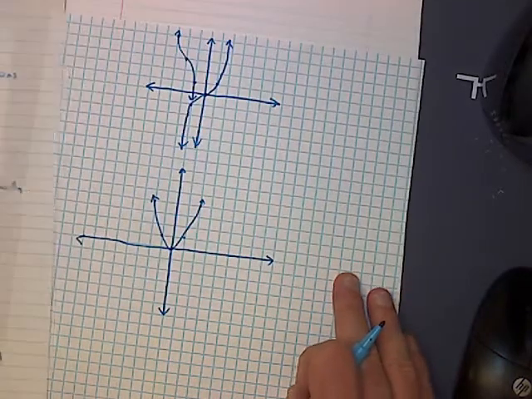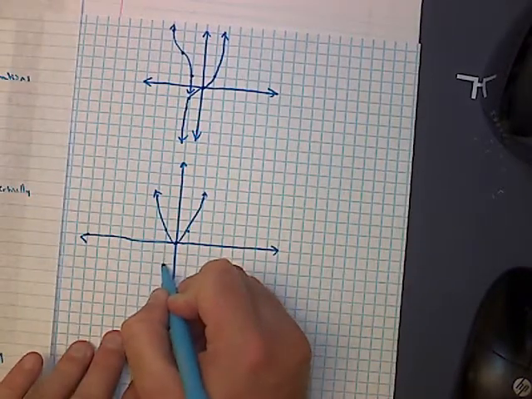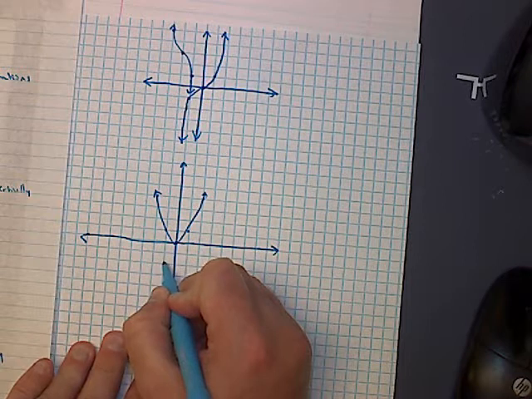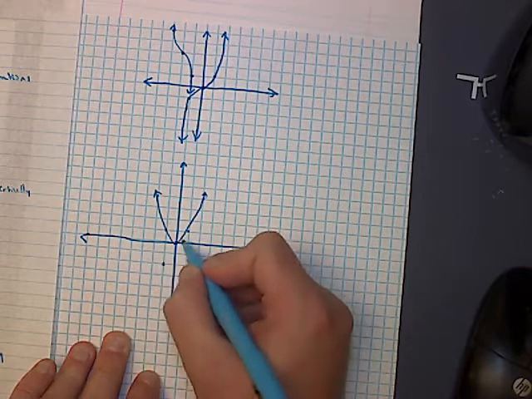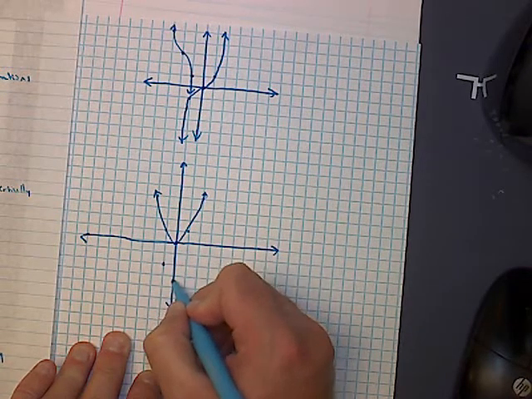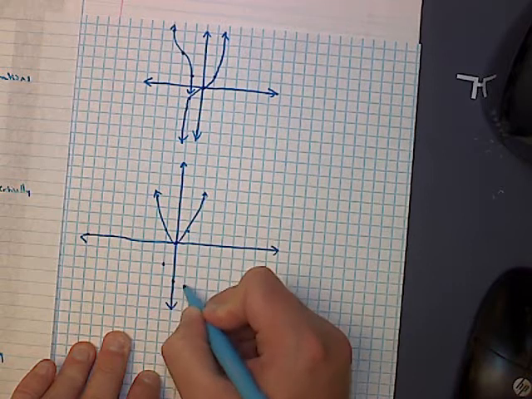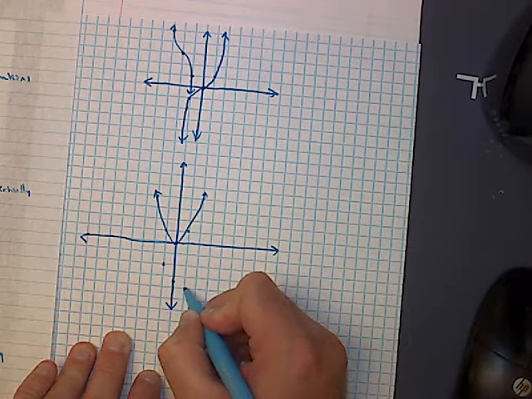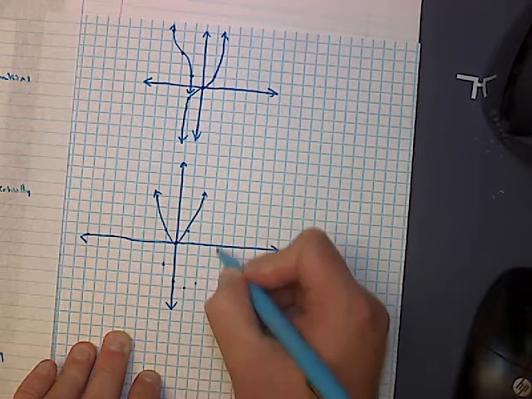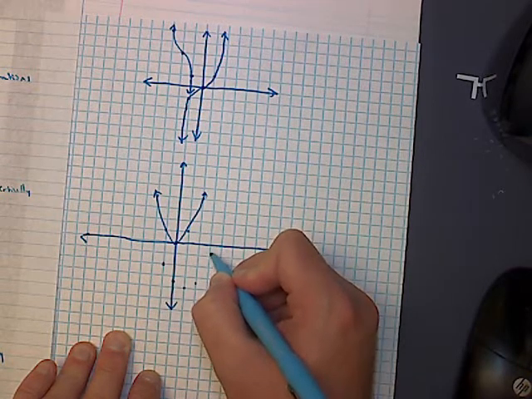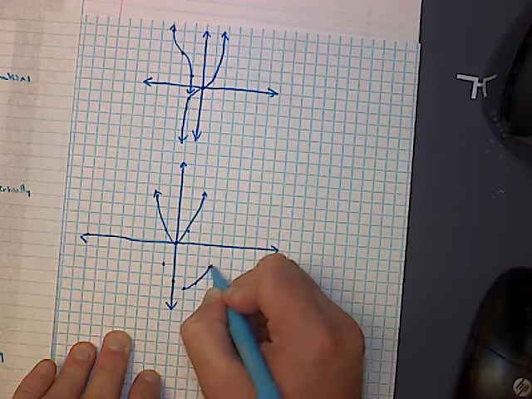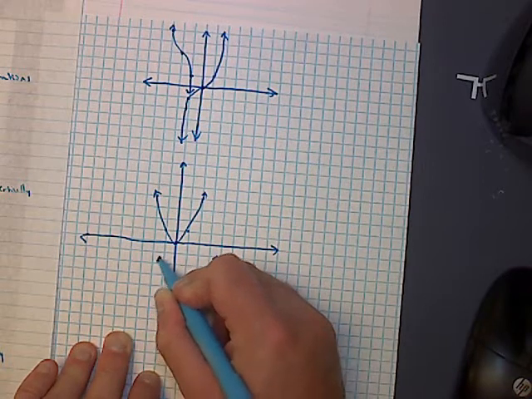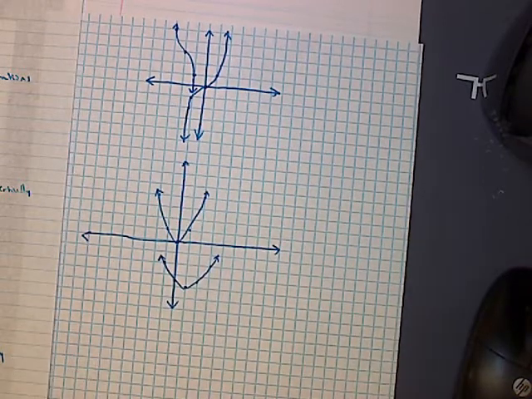Okay, so I'm going to graph those. -1, -2. And that would be my graph.